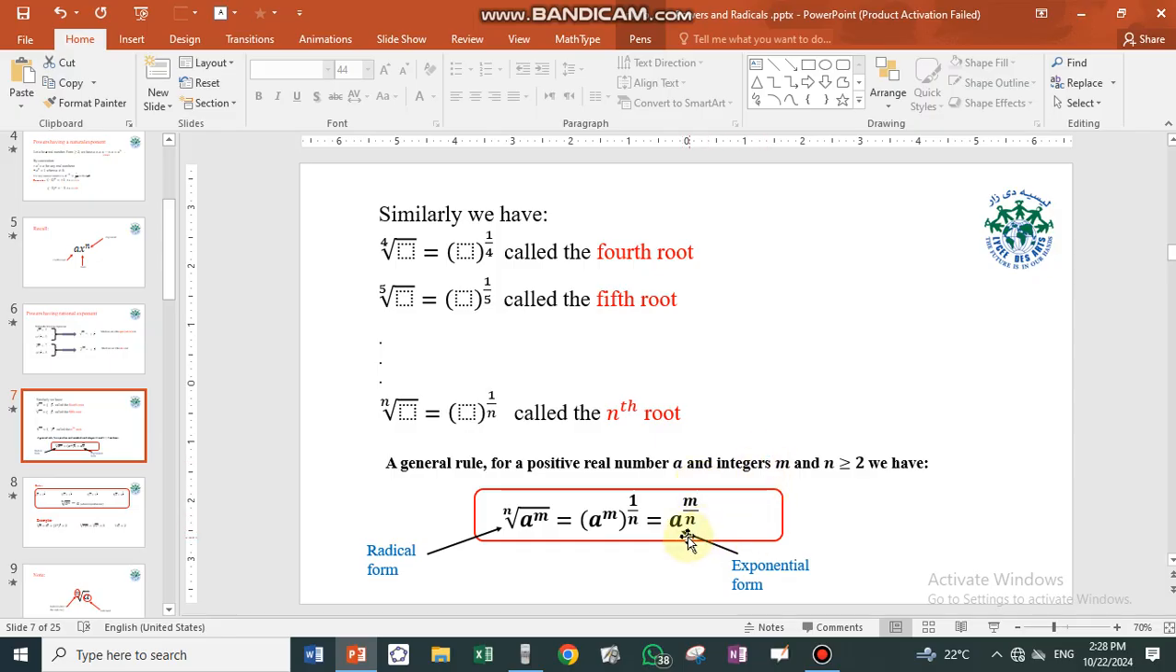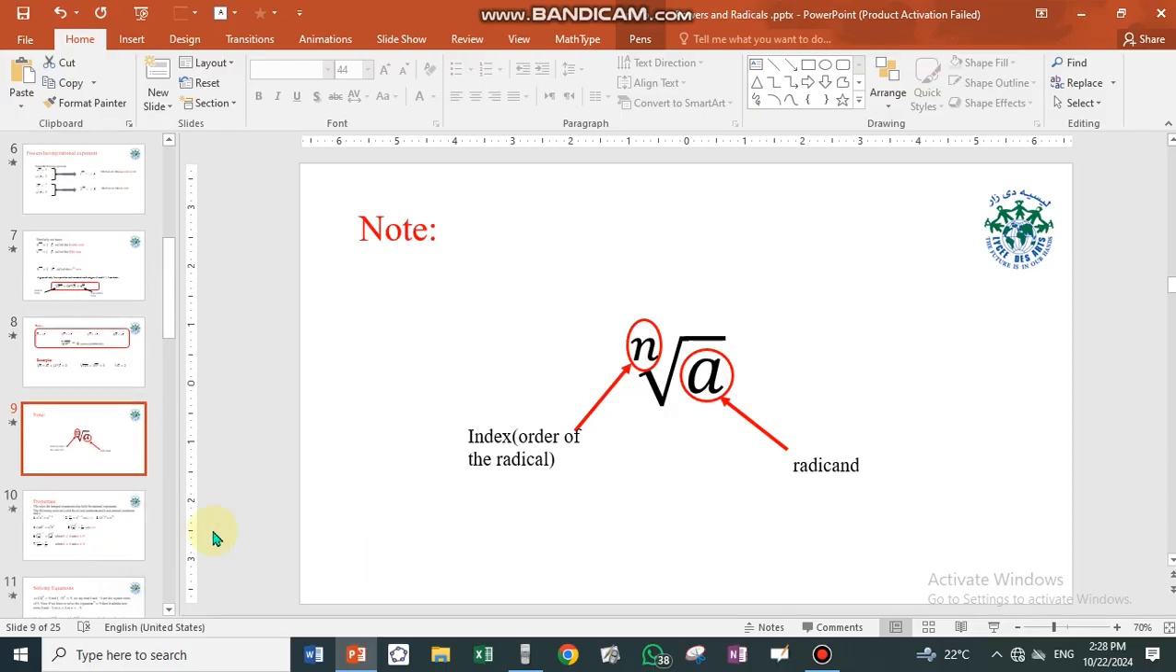I want you to focus on this. How do we change from the radical form to the exponent form? Remember, the exponent of the base, the number under the radical, which we call the radicand, we keep in the numerator, and the index of the radical we put in the denominator of the fraction, so that the base a is raised to the exponent m over n. This is the main idea of this part of this chapter.